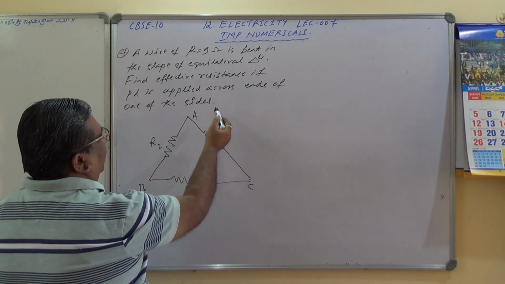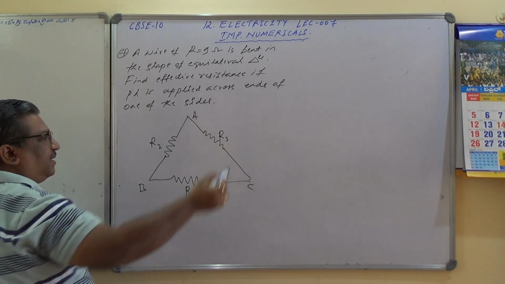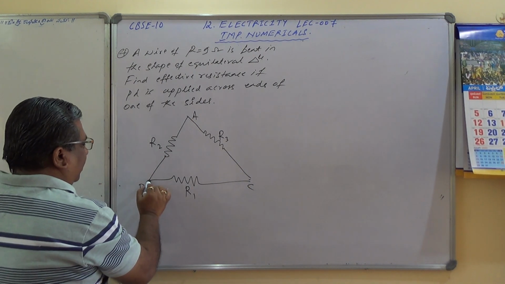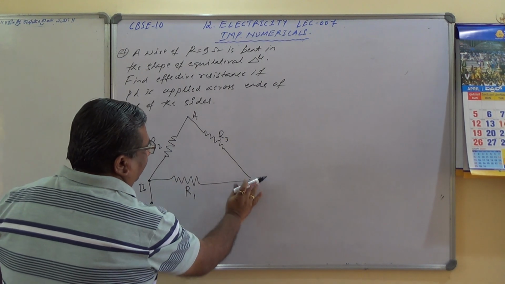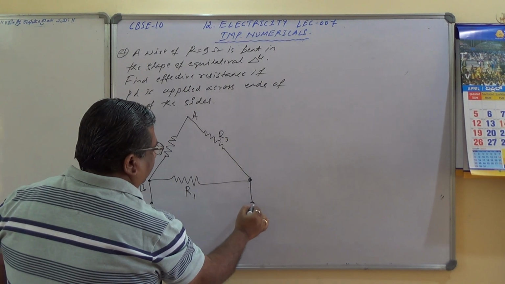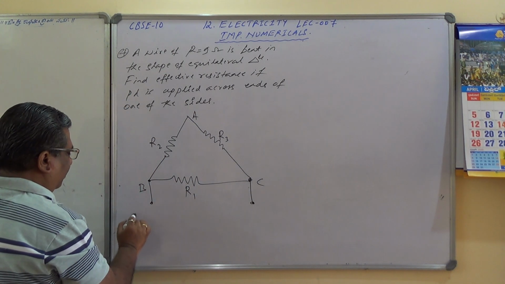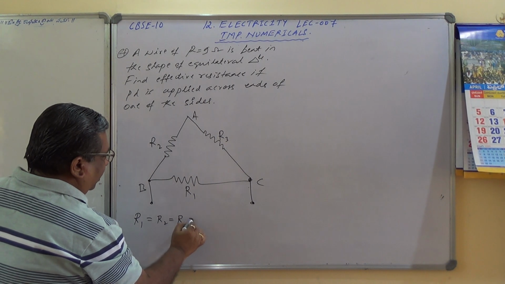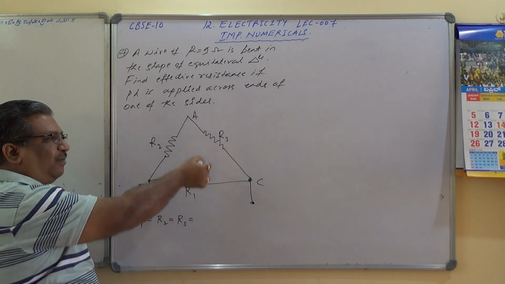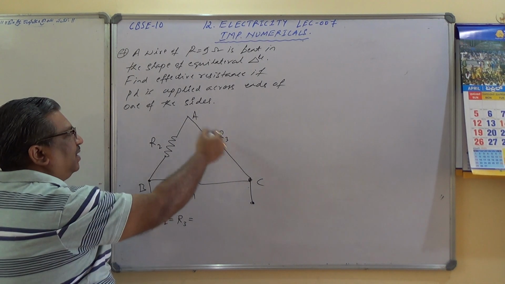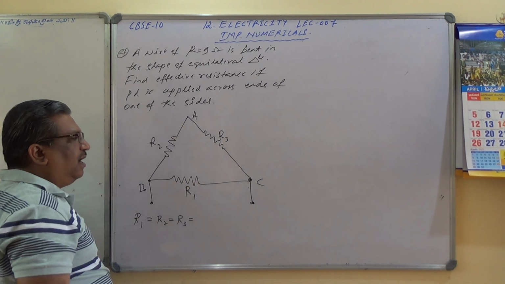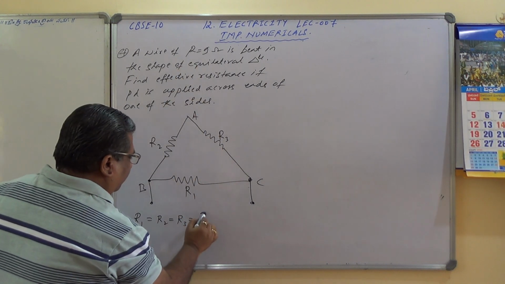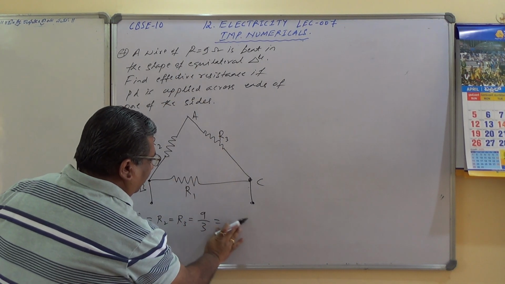Where the potential difference is applied across the ends of one of the sides. Which side shall I take it here? BC. Here I will take. Here the potential difference is applied. This one. So here R1 equals R2 equals R3 equals the length of each segment of the equilateral triangle is 1/3 the length of the original length, and therefore the resistance also will be 1/3 the original value, which is 9 by 3, which equals 3 ohms.